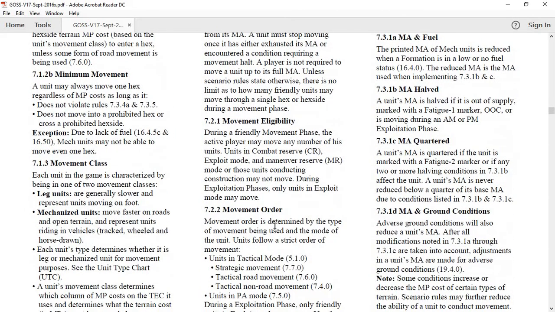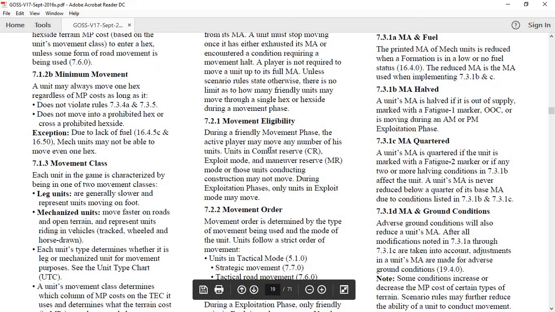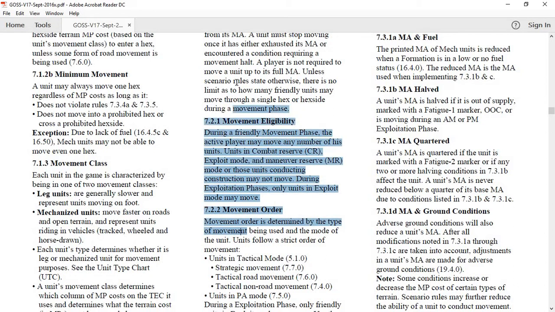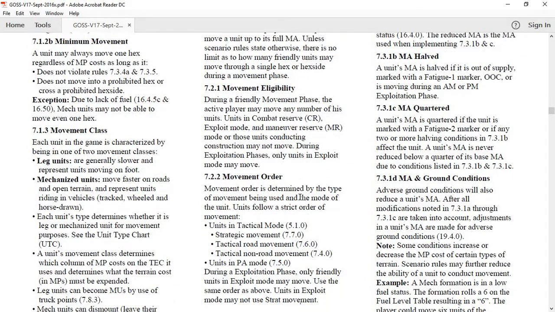Movement eligible. What's key there, I think, is basically units are moved individually. During a friendly movement phase, the active player may move any number of his units. Units in combat reserve, CR, exploit mode, and maneuver reserve, MR mode, or those units conducting construction may not move. During exploitation phases, only units in exploit mode may move. Movement order. Movement order is determined by the type of movement being used and the mode of the unit.